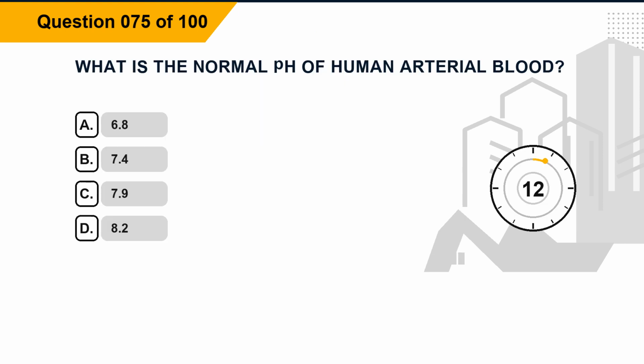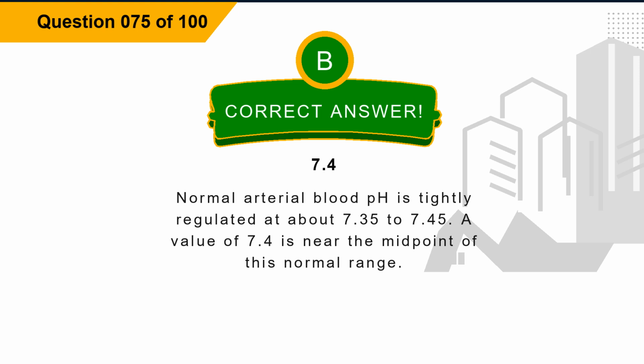Question 75. What is the normal pH of human arterial blood? Option A, 6.8. Option B, 7.4. Option C, 7.9. Option D, 8.2. The correct answer is option B, 7.4. Explanation: normal arterial blood pH is tightly regulated at about 7.35 to 7.45. A value of 7.4 is near the midpoint of this normal range.